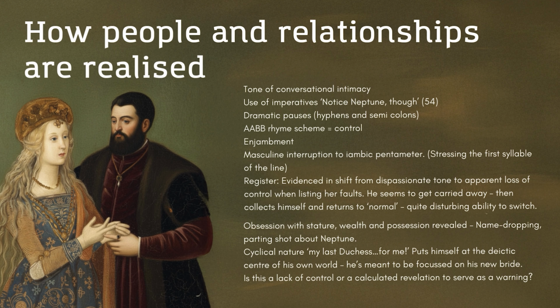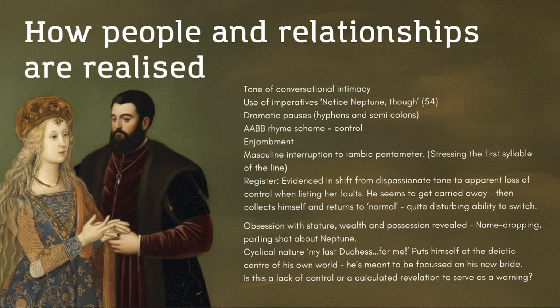Okay, now then we move on to how people and relationships are realised. So we've got this tone of conversational intimacy that the Duke has with the emissary. We've got a lot of imperatives: notice Neptune, make sure you're looking. He uses dramatic pauses, these hyphens and semicolons, to break up the rhythm. We have an AABB rhyme scheme, which is all about control. We have this iambic pentameter, which is a conversational kind of rhythm, this conversational meter.